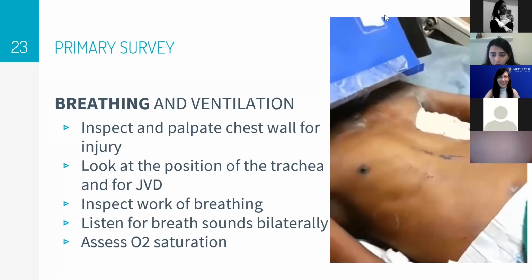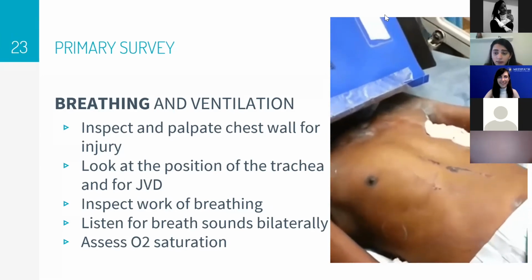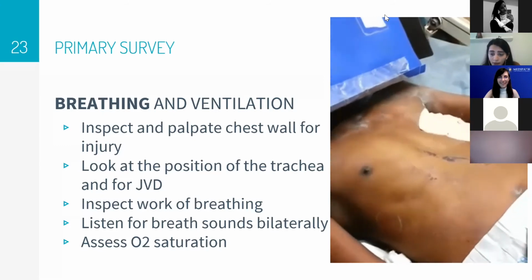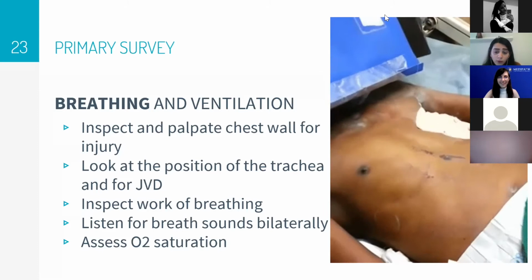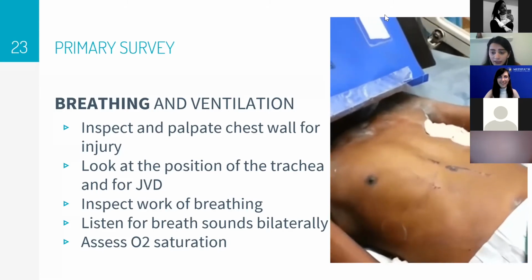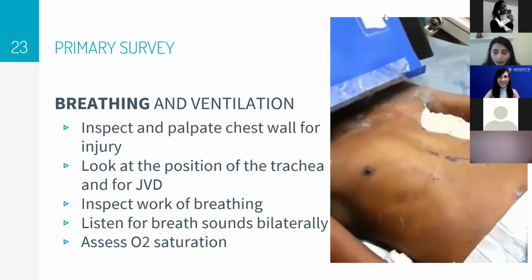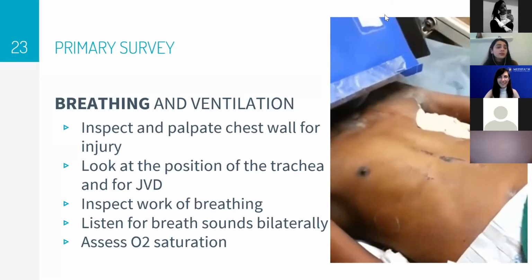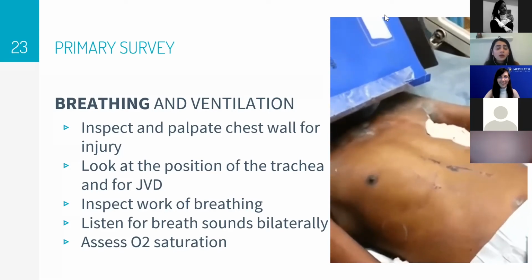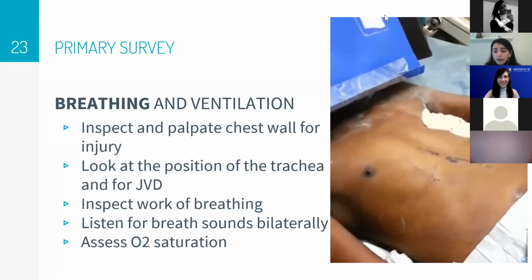You should listen to breath sounds bilaterally. If you don't have breath sounds on one side and the patient's hypoxic, at that point, you may need to insert a chest tube or perform a needle decompression before moving on to the rest of your survey, because a patient with a pneumothorax can quickly decompensate. And in many instances, you would put in a chest tube or do a needle decompression before you've even obtained any imaging. If you really are not hearing breath sounds, there's a chest wall injury and there's obviously a reason for pneumothorax there.